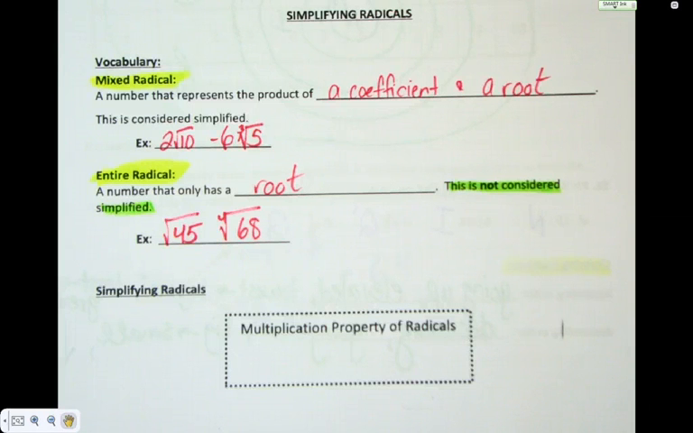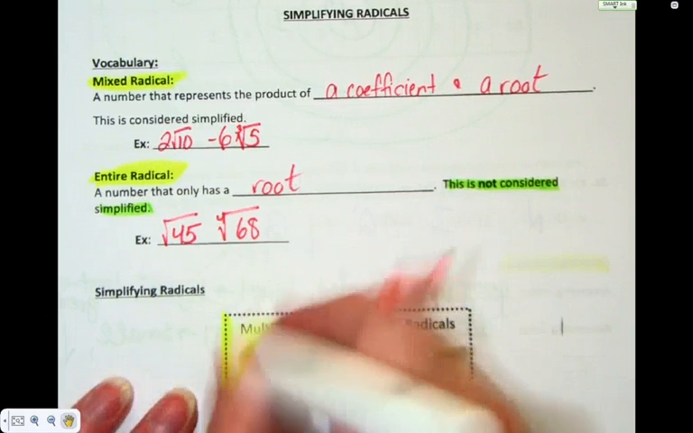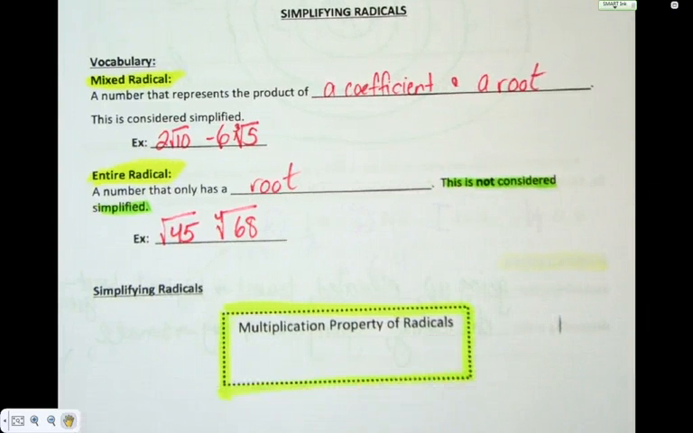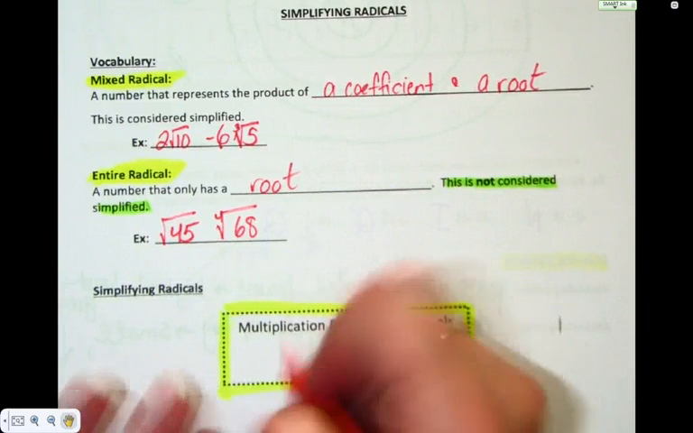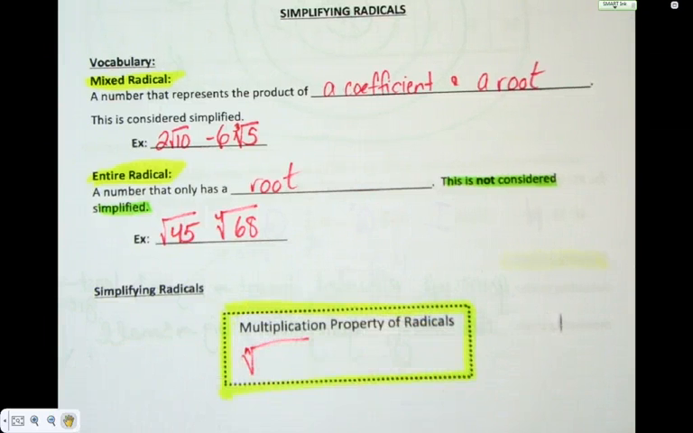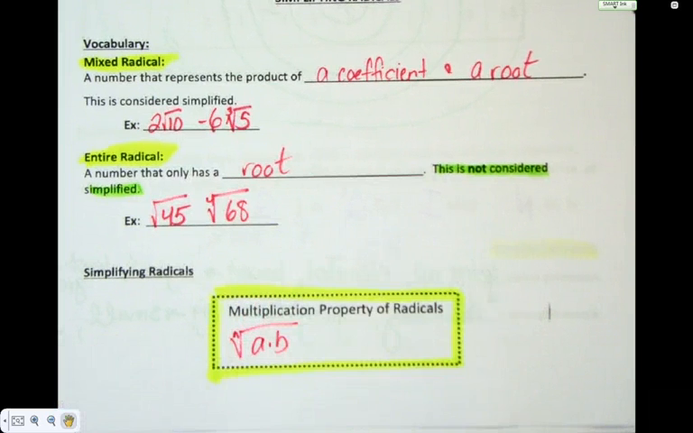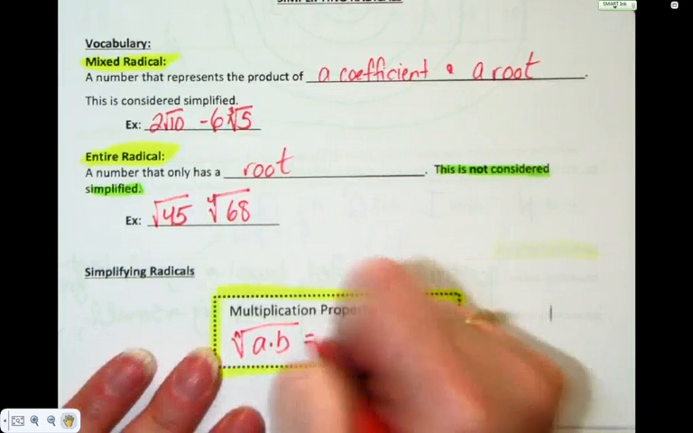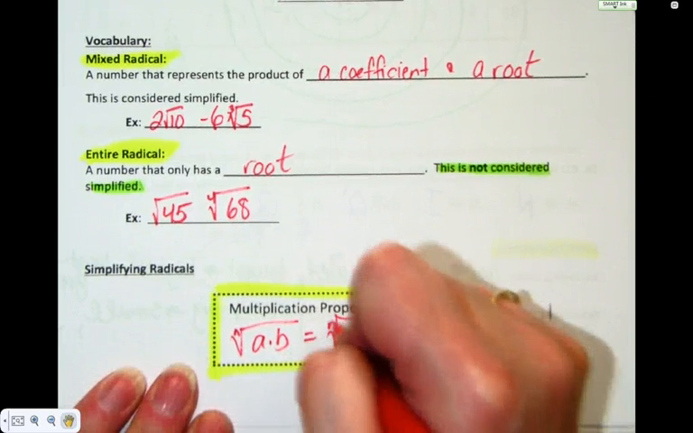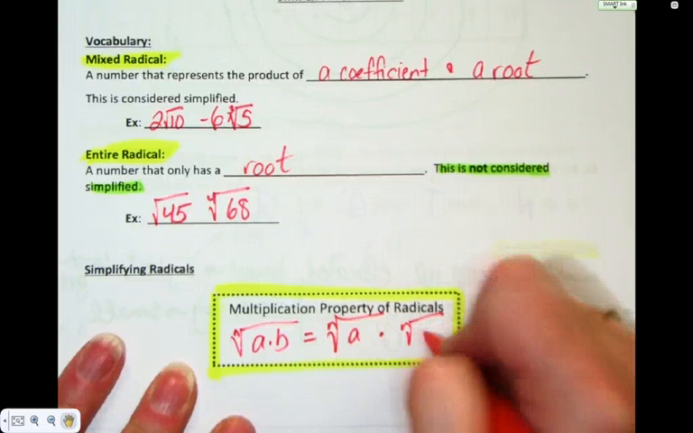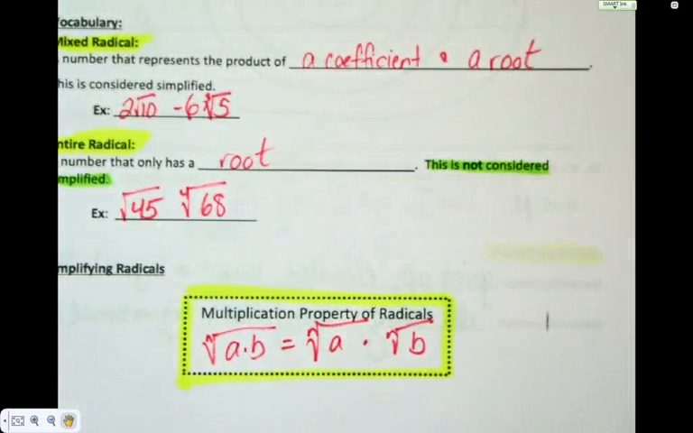So what we need is this multiplication property of radicals. That says if I have the nth root, so it could be a square, could be a cube, could be a fourth, so we just put n for generally any root, of a times b, I can split those up and say that that's the nth root of a times the nth root of b. That's the multiplication property of radicals.